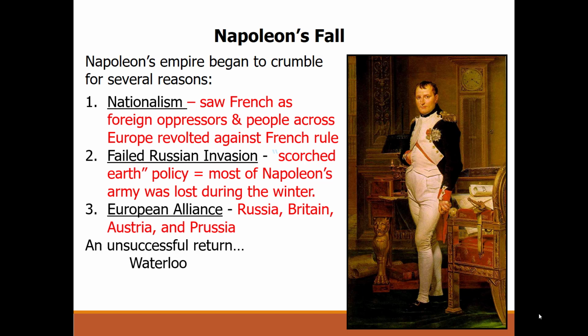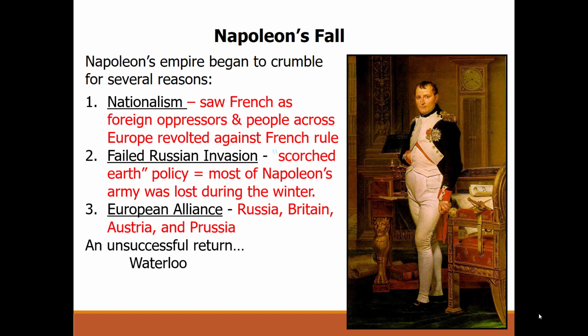The second reason is that failed Russian invasion. The Russians used a policy called scorched earth policy, and I think that's one of your terms, where you destroy anything that could possibly be of use to the enemy. So the Russian people would burn their crops and poison their own wells and kill their own cattle, burn houses down, and retreat before the French could get there.